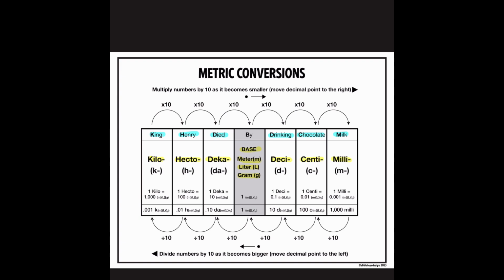In the same way, 1/10 of my base is a deci, 1/100th of my base is a centi, and 1,000th of my base is a milli. So it takes 1,000 milligrams to make one of my base. It takes 100 centigrams or centimeters or centiliters to make one of my base. It takes 10 of my deci to make my base.